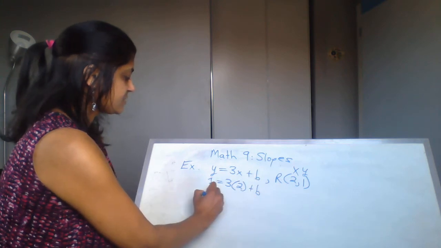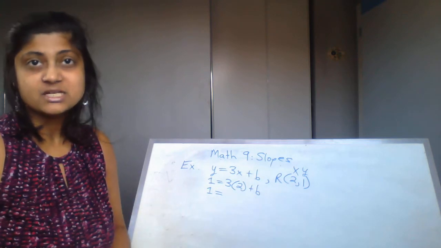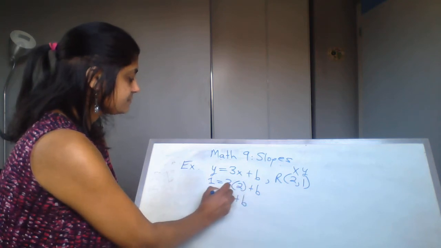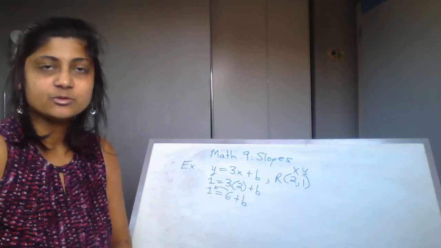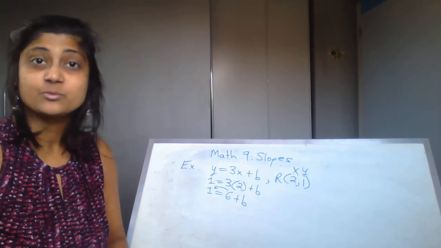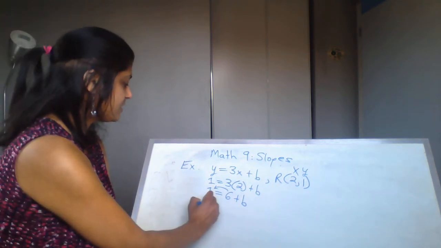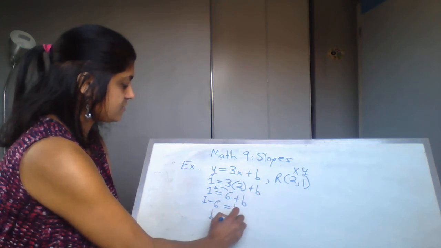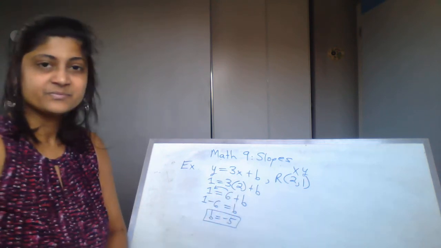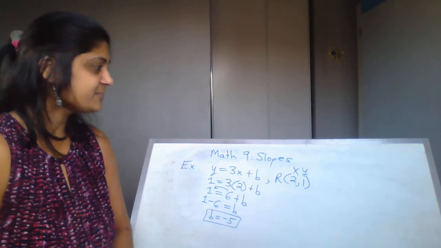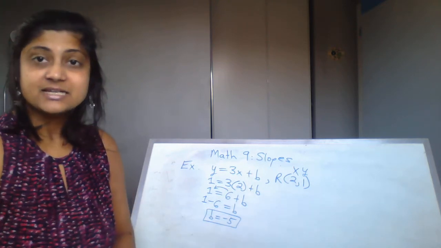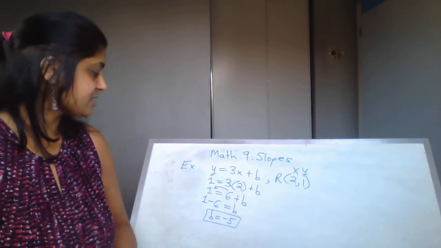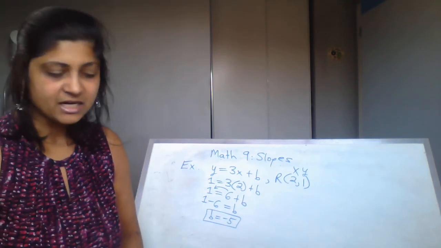So 1 equals, we're just doing 3 times 2, which is 6, so 6 plus b. I'm going to take the value of 6 over to the other side, so make sure you're changing the sign. So this is 1 minus 6 equals b, and b is equal to negative 5. Everyone sees how to do that? That's actually all you're doing here. It just says to find the value of b, and so the y-intercept in this case is negative 5.